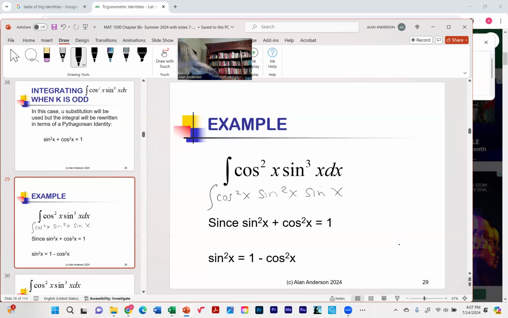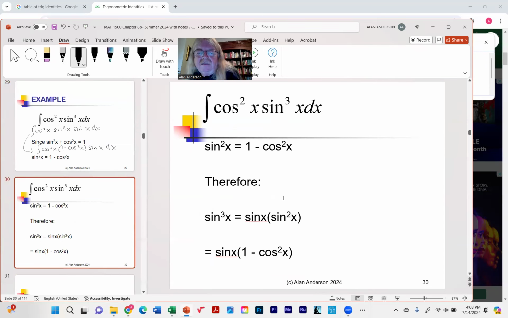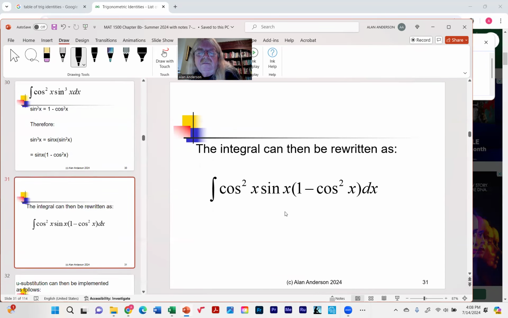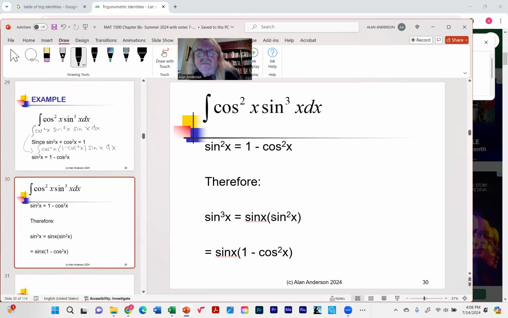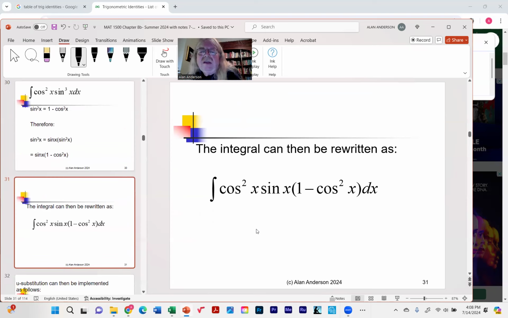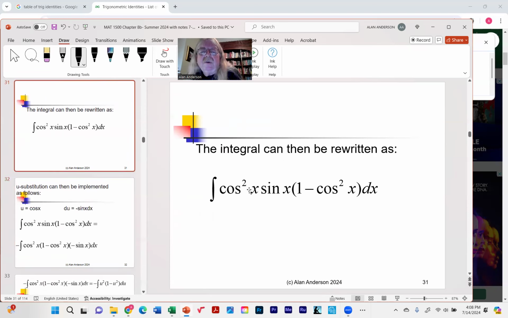What do we do with this? Let's rewrite sine squared of x as 1 minus cosine squared of x. Ooh, now what's that going to get us? Good question. So now we would like to know if there's a way we can use u substitution. Of course, that's our favorite technique in the world. So let's see what we can do with this.